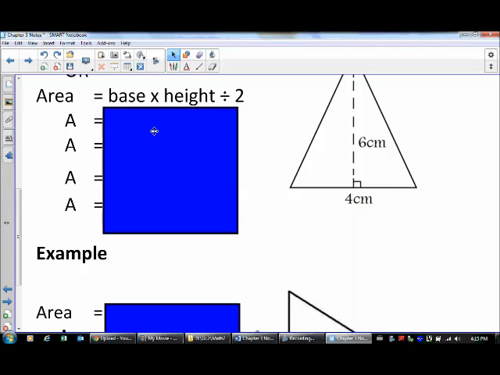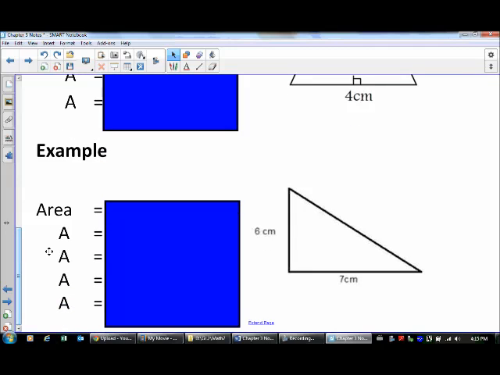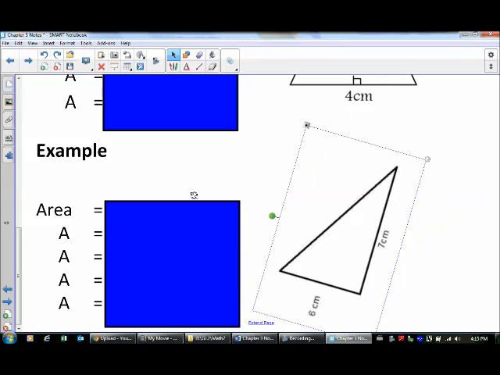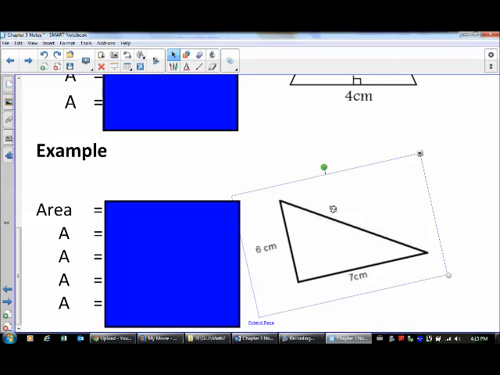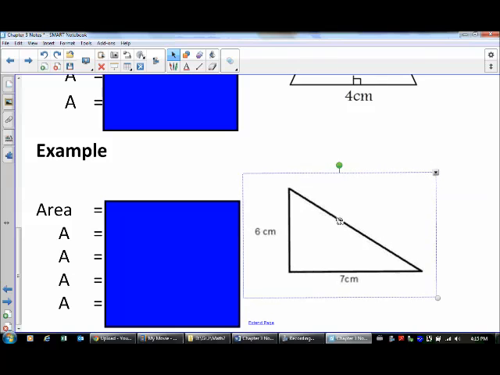Okay, let's look at another one. Here's our new triangle. What's our base? And what's our height? Now, just because I want to make sure you understand this, what if we turned it this way? Now what's our base? And our height? This way our base would be 6 centimeters and our height would be 7. Does it matter which way it goes? Absolutely not, because you're still multiplying the same two numbers together, so it doesn't make a difference.